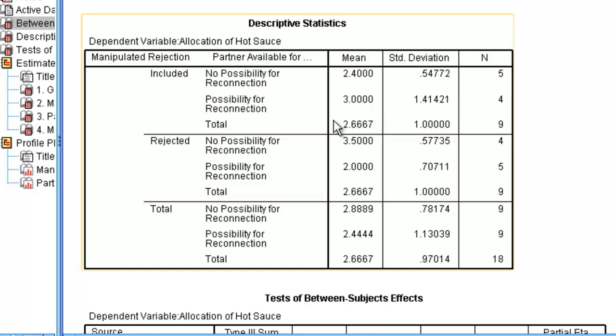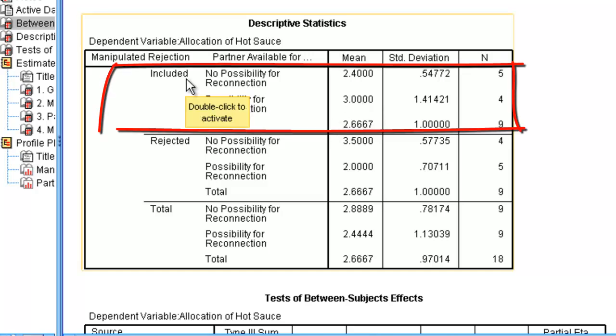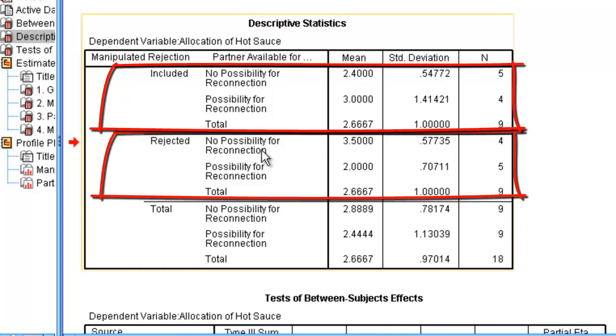The next are our descriptive statistics. We have individuals who were included with no possibility for reconnection versus with a possibility for reconnection, and means and standard deviations as well as the Ns. Same thing for rejected, no possibility or the possibility of reconnection.